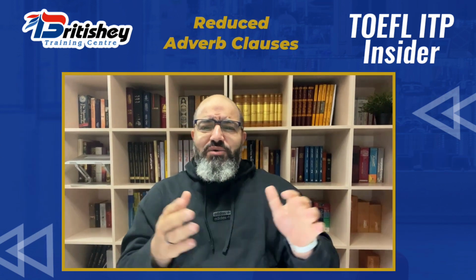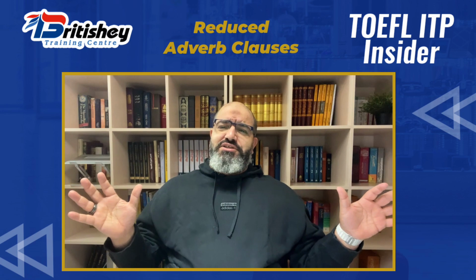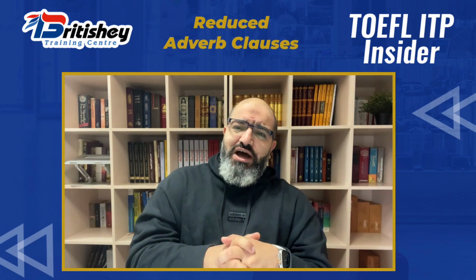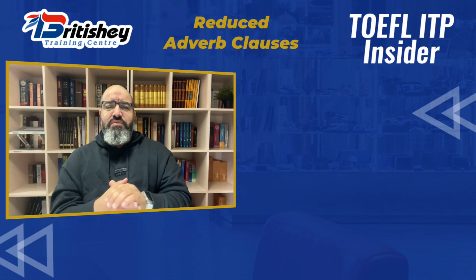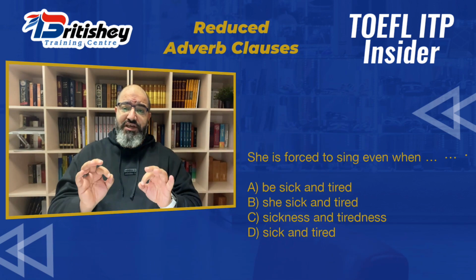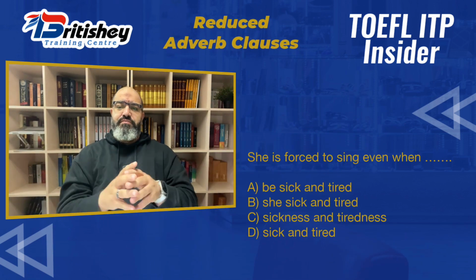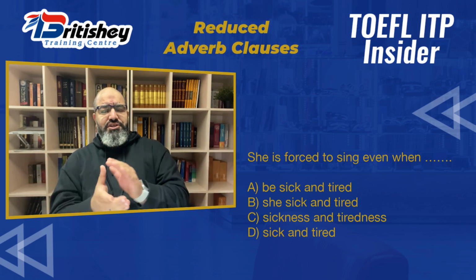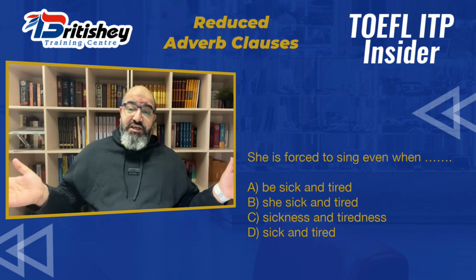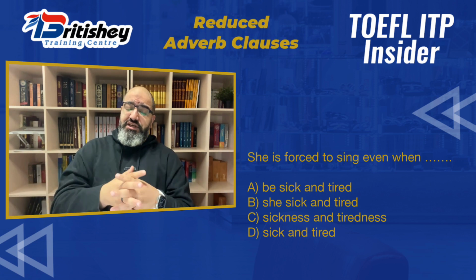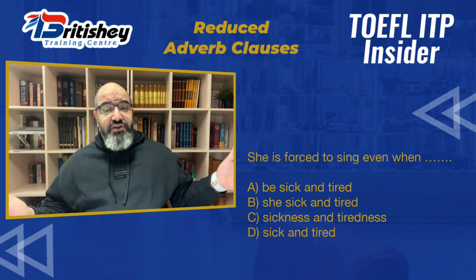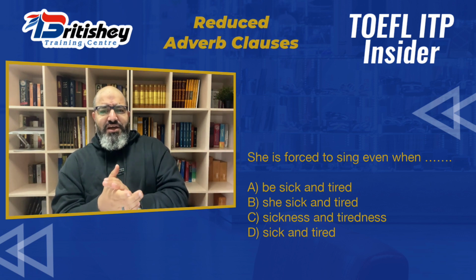Now, how can reduced adverb clauses be tested in the TOEFL ITP exam? Let's have a look at this MCQ. She's forced to sing even when. And we have four choices. A, be sick and tired. B, she's sick and tired. C, sickness and tiredness. And D, sick and tired.